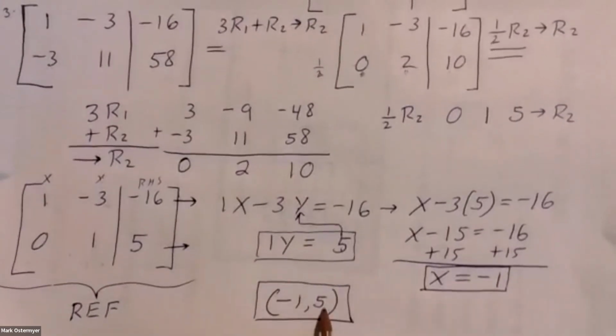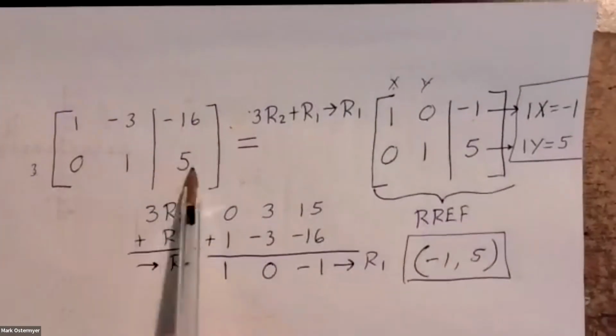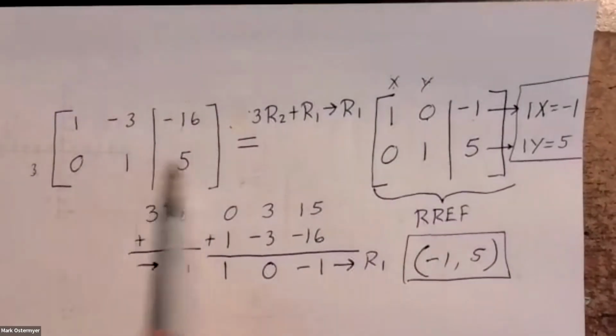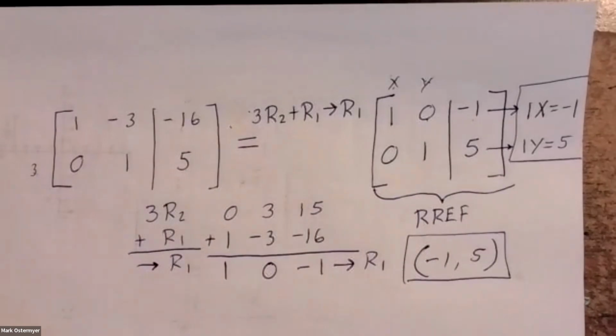Do we understand we got the same solution, whether we use Gaussian elimination or we took it down further and used Gauss-Jordan, got this down to reduced row echelon form? Same solution.